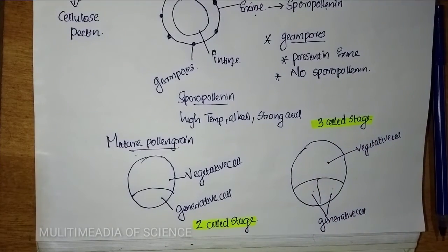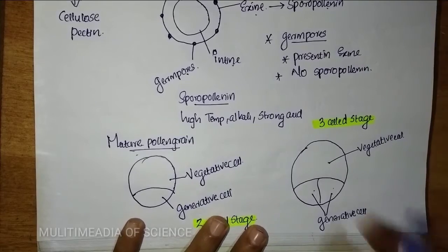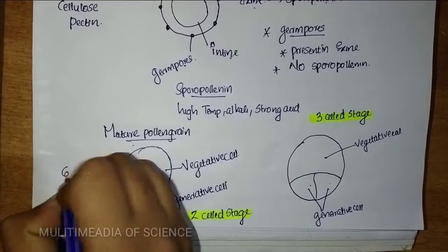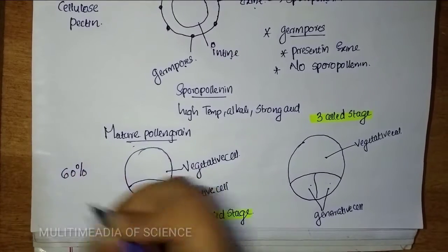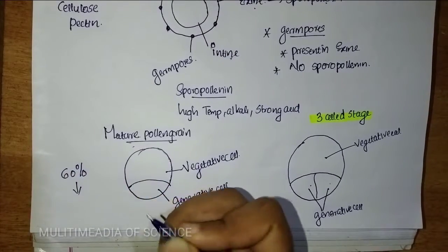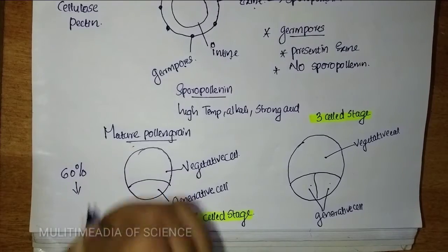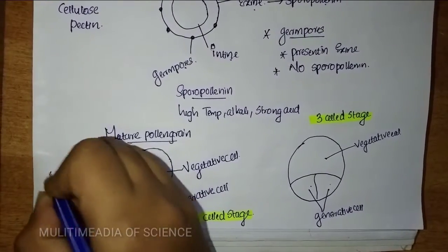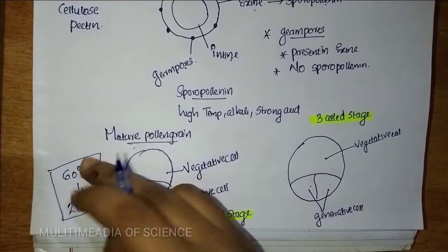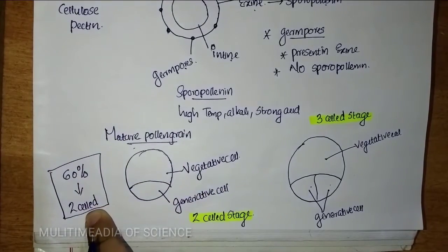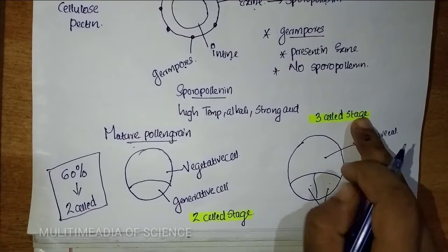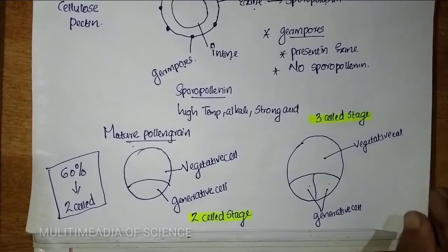In most plants the pollen grains are shed at the two-celled stage. 60% of all plants shed their pollen grains at the two-celled stage, and all other plants shed at the three-celled stage. It's much more important.